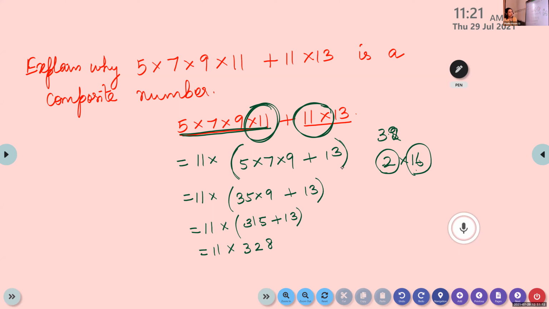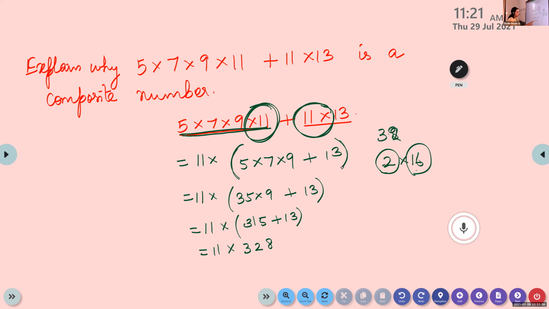Okay, and we know that one is a factor of every number. If you take any number, one is a factor of all the numbers. So 1 is a factor. If you take the product, that product will be a factor.